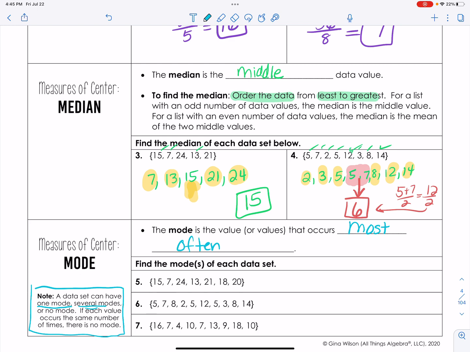I have a 15, I don't have a 15, 7, no, 24, nothing. So this one has no mode because there's nothing that repeats. They all just appear once.